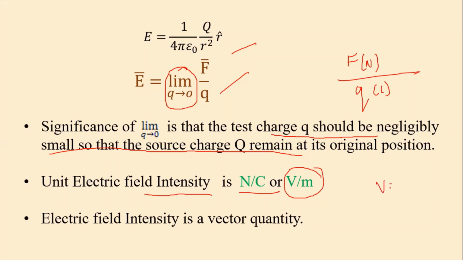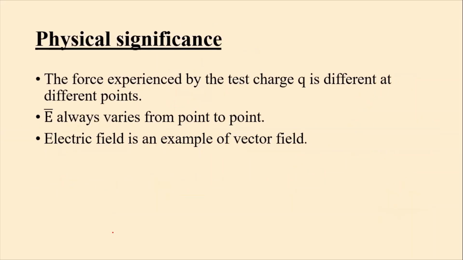There is a formula V is equal to E into D. From there this comes. We'll be discussing this during the next chapter. And electric field intensity, as you know, is a vector quantity because obviously force is a vector. So field will also be a vector quantity. So now what is the significance of this electric field?